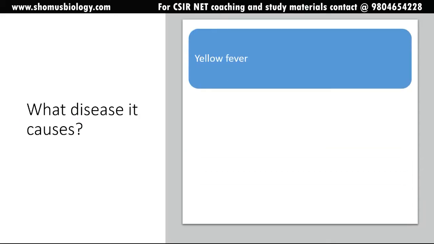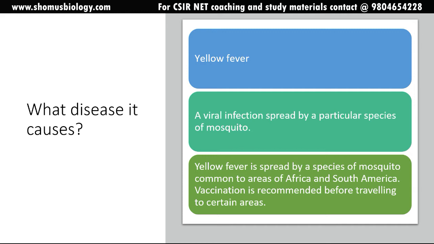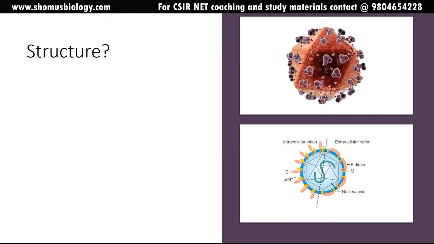What disease does it cause? It causes yellow fever, a viral infection spread by a particular species of mosquito. This fever is spread by a specific mosquito common in areas of Africa and South America. Vaccination is recommended before traveling to certain areas of these countries. What is the structure of this yellow fever virus?